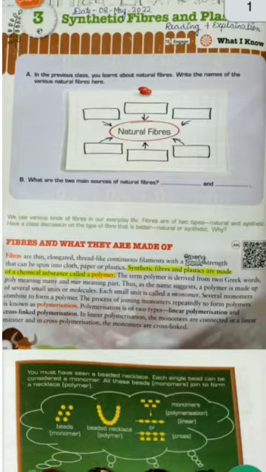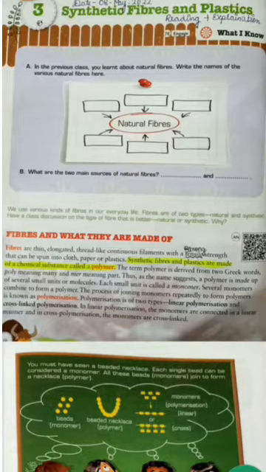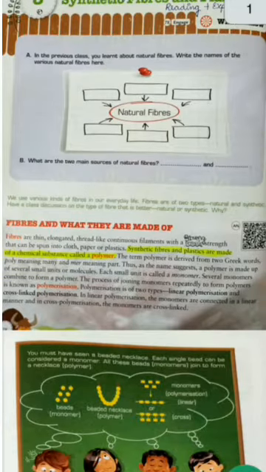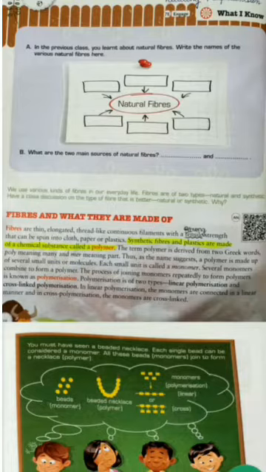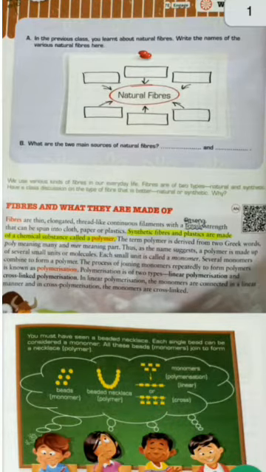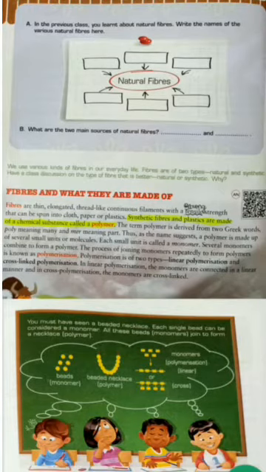Synthetic fibers, as you can understand by the name, are nothing but artificial, or you can say man-made fibers, right? So starting this chapter, we have to understand the meaning of fibers. They are thin, long and thread-like continuous strands, which can be spun into cloth or paper, plastic, or whatever it might be, right?